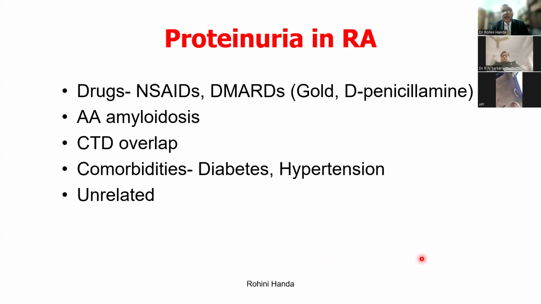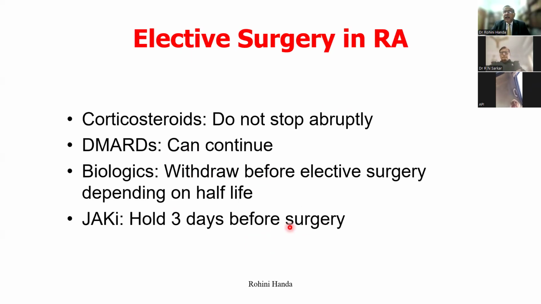Proteinuria in rheumatoid arthritis: be aware of amyloidosis. In the olden days, when we used gold and D-penicillamine, we encountered this. I haven't used gold for almost 25 years now. CTD overlap, don't forget that comorbidities like diabetes and hypertension could be responsible, or it could be unrelated. You need a biopsy.